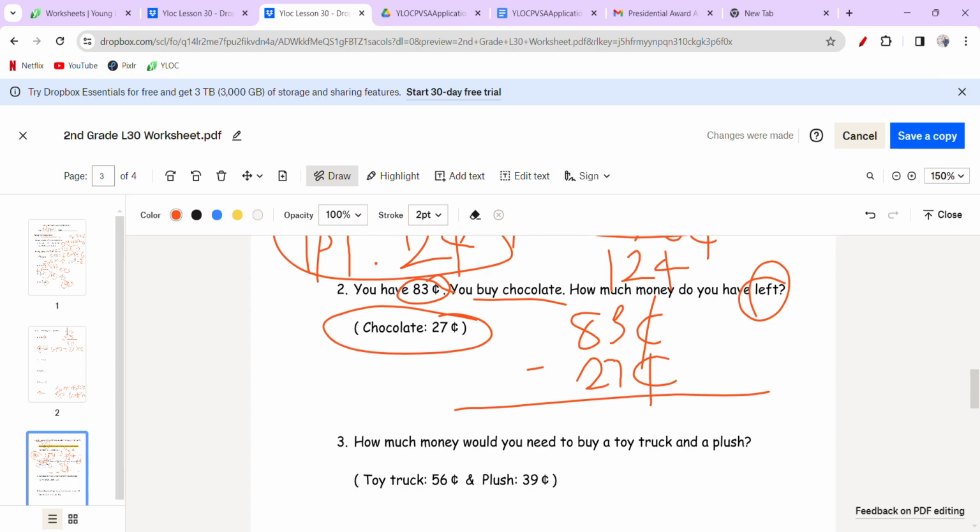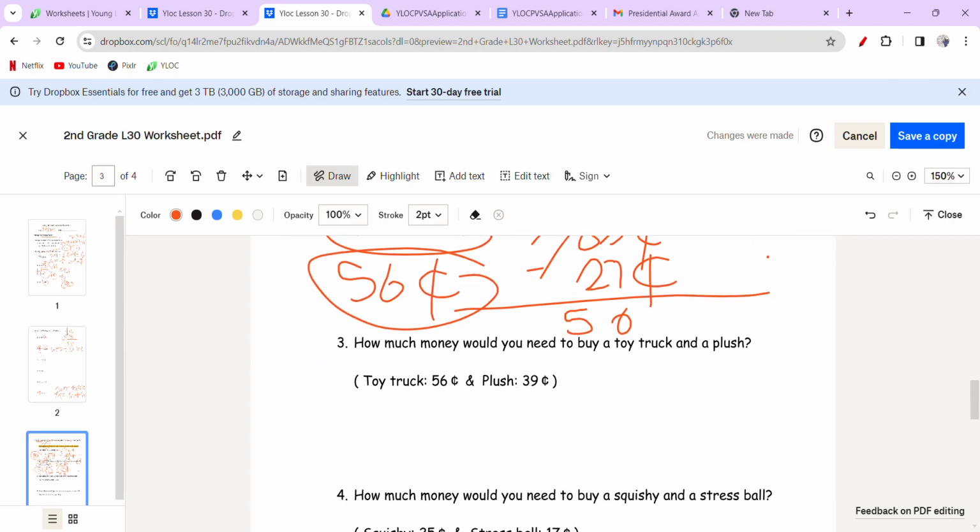3 minus 7 you cannot do, so you would borrow from the 8, this would equal 7. 3 would now be 13. 13 minus 7 would be 6. 7 minus 2 would be 5. So your total answer would be 56 cents.